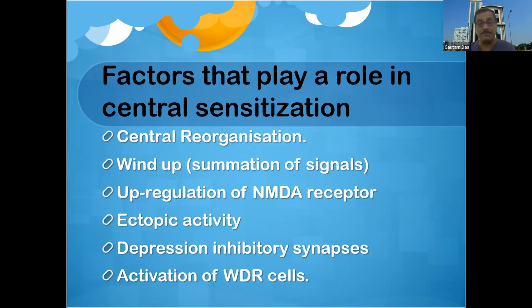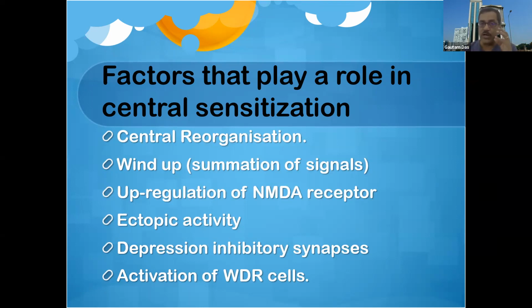Depression of the inhibitory synapses. That means, as I told in the pain modulation, there is segmental inhibition. Here, those inhibitory synapses are getting suppressed by the sensitization and activation of the wide dynamic range cells. Wide dynamic range cells are certain second order neurons which are non-specific. There are certain second order neurons for pain, certain second order neurons for touch, and certain ones for temperature. But wide dynamic range cells can transmit all the different kinds of signals.